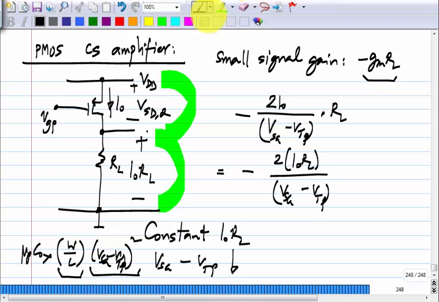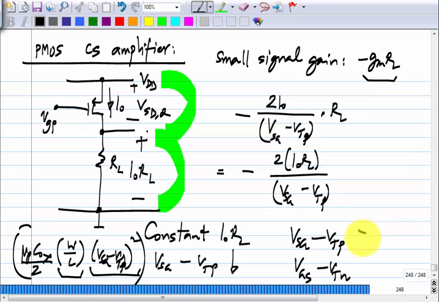The point is, this square law model that we have, by the way, there should have been a 1/2 here. This square law model is applicable only in a region known as strong inversion. This you will see in solid state devices. So this VSG minus VTP, or in case of NMOS transistor VGS minus VTN, the strong inversion applies only when this is about 6 times the thermal voltage.